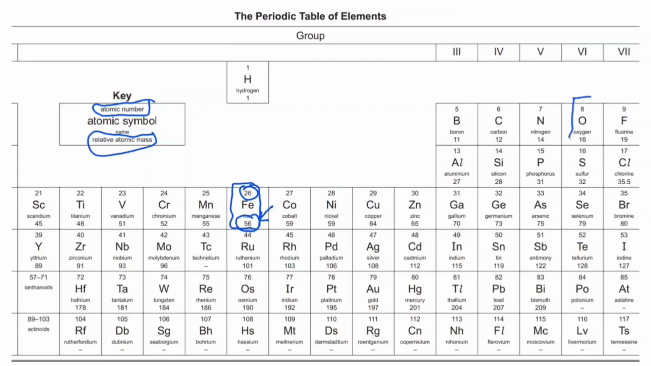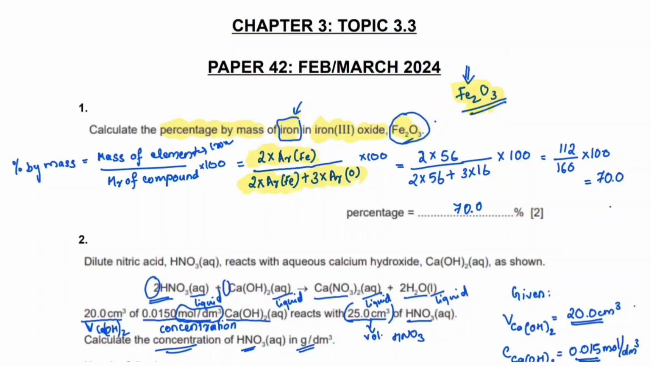And for oxygen, the value is 16. So by substituting the Ar of iron and Ar of oxygen in this equation, we get 2 times 56 by 2 times 56 plus 3 times 16. Now, when we solve this, it becomes 112 by 160 into 100, which is equal to 70. So the percentage of iron present in this given compound is 70%. Write at least one decimal place for your answers.